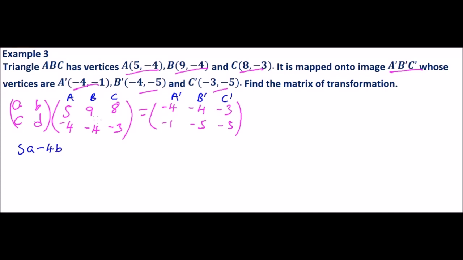This matrix is equal to our matrix here, which is formed by the vertices of the image, and this will be minus 4, 1, minus 4, minus 5, minus 3, minus 5. These two matrices are equal. We have the corresponding elements equal. 5A minus 4B is equal to minus 4, and 9A minus 4B is equal to minus 4. Let's start with the 5A minus 4B is equal to, this is the same as minus 4. From there, these are linear equations, and we can solve them simultaneously.